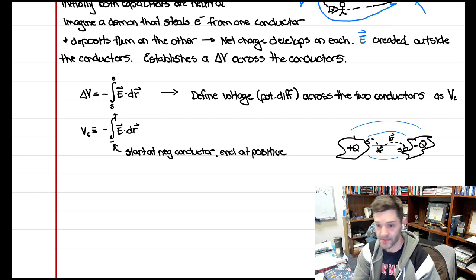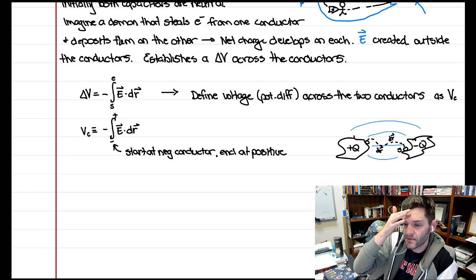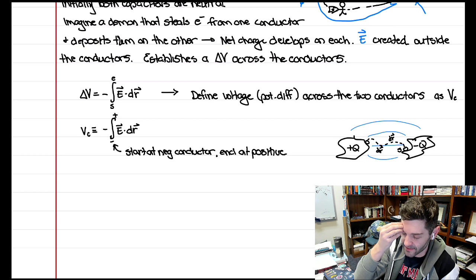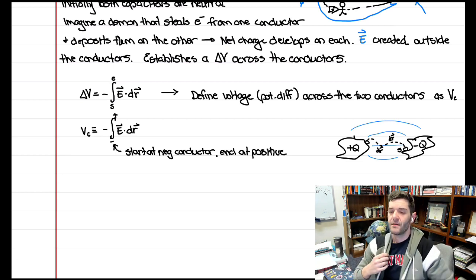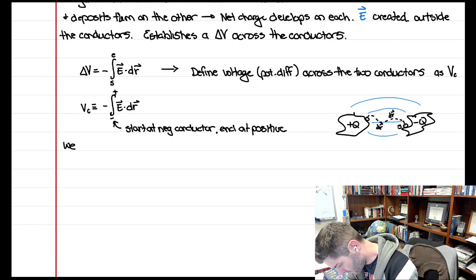So essentially, so far, this is just definition. Again, when I write V sub C, think potential difference, but really, it's the voltage difference across the capacitor. Now, what else do we know?